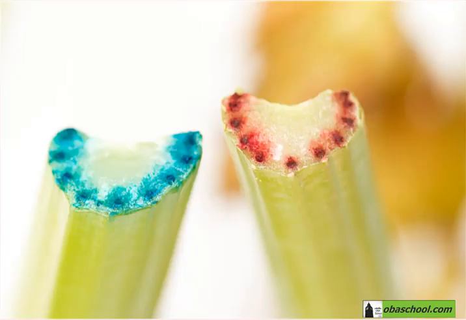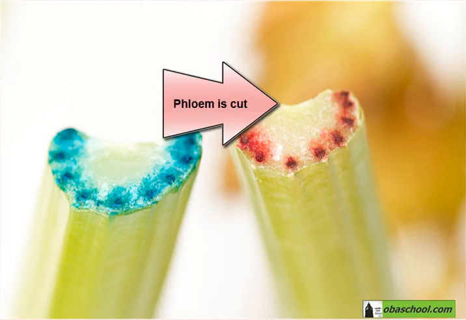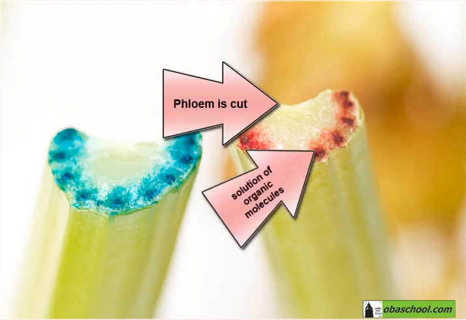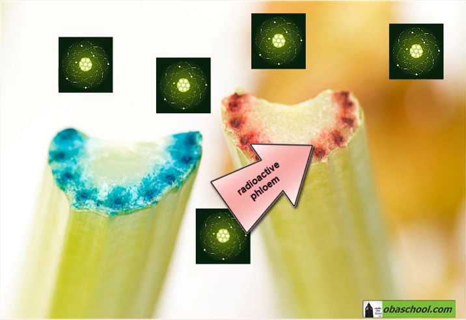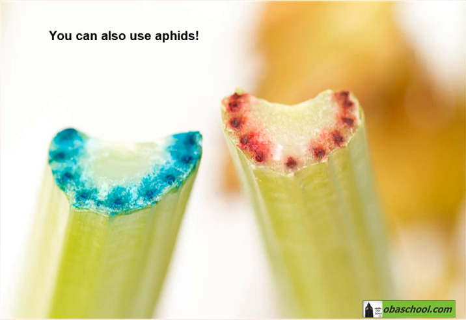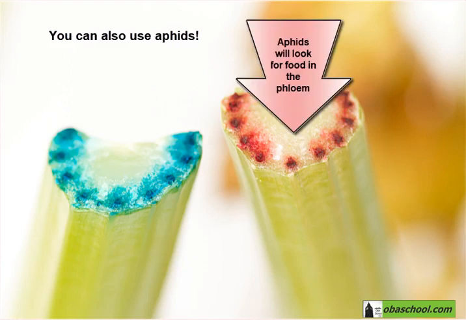Other pieces of evidence are that when phloem is cut, you have a solution of organic molecules flowing out. If you provide plants with radioactive carbon dioxide, they will have radioactively labeled phloem after a short time. You can also use aphids, which are a type of insect that feeds on plants. They have needle-like mouthparts and they penetrate the phloem in order to suck out the sugar, and so on.